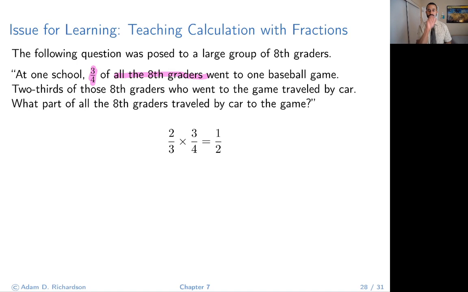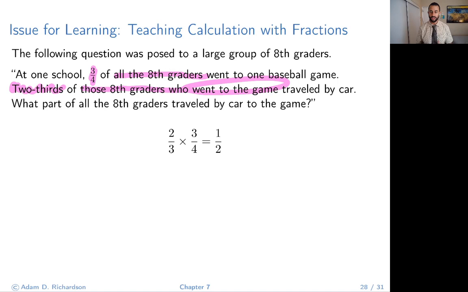Then it says 2/3 of what? Right? Here's 2/3 of what? Of those eighth graders who went to the game. So the referent unit has changed. It's 2/3 of those people that went to the game, and only 3/4ths of eighth graders went to a game.